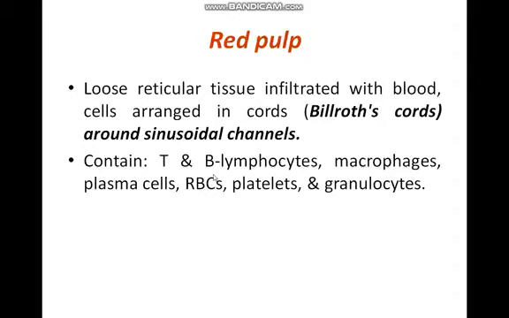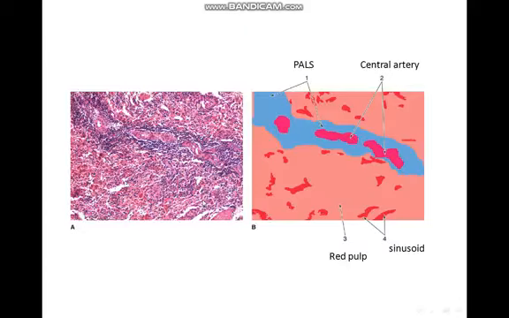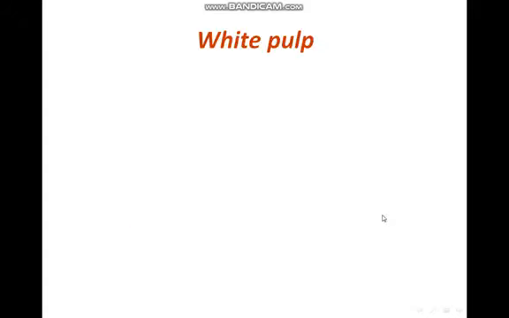It contains T and B lymphocytes, macrophages, plasma cells, platelets, granulocytes, and red blood cells. In this figure, this is the red pulp, and this side with bluish discoloration is the white pulp. The red pulp is filled with sinusoids.